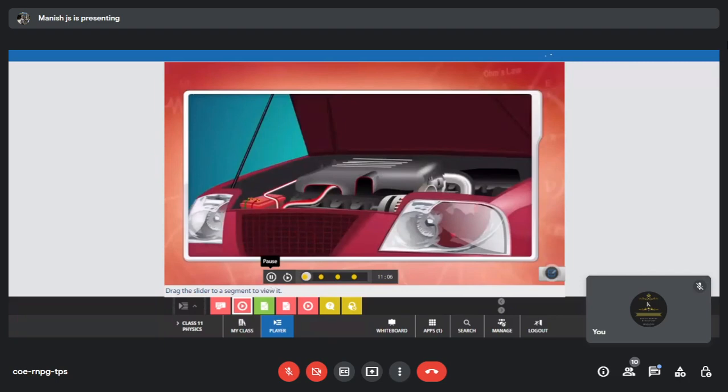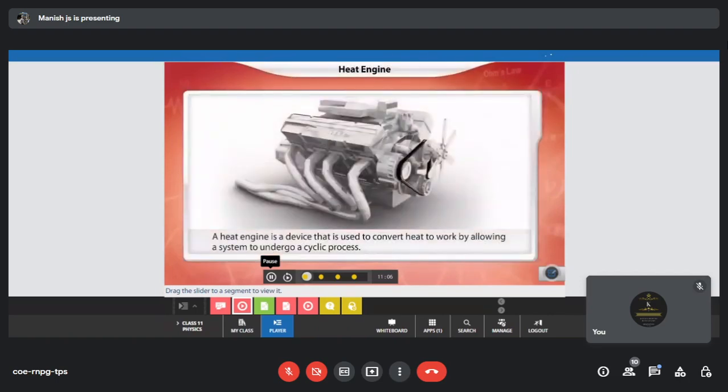Elimination, let's learn more about heat engines and other devices that work on the same principle. A heat engine is a device that is used to convert heat to work by allowing a system to undergo a cyclic process. Okay, so this is the basic definition of a heat engine.